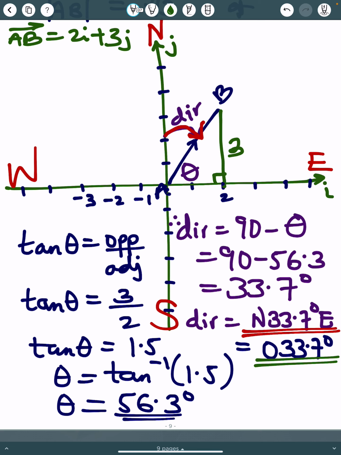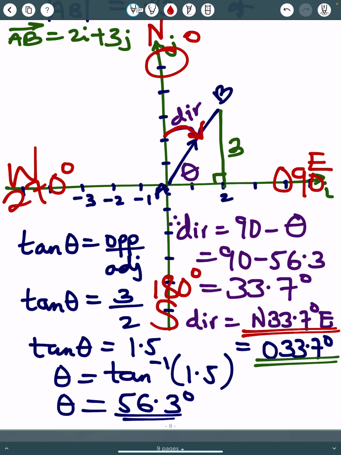When I'm writing in 3-digit form, this represents 0 degrees, this represents 090, this represents 180 degrees, this represents 270 degrees, and come back here, this represents 360 degrees. This axis represents 360 degrees. So it's the same thing whether you write in 3-digit form or you write in acute angle form. The direction means the same thing.